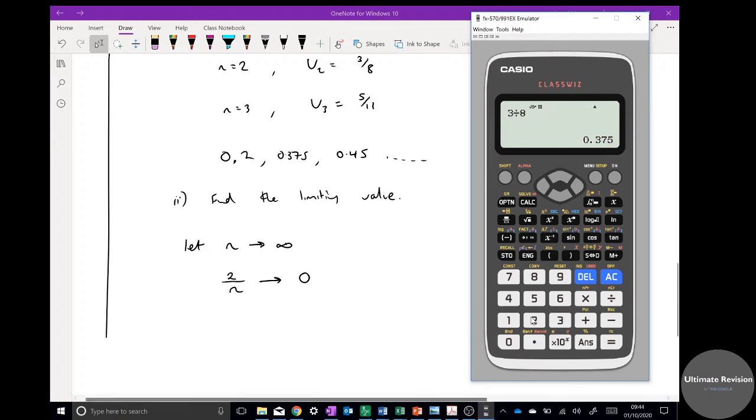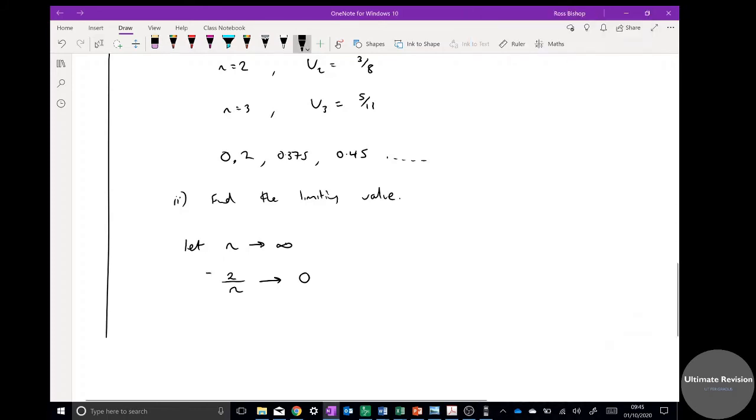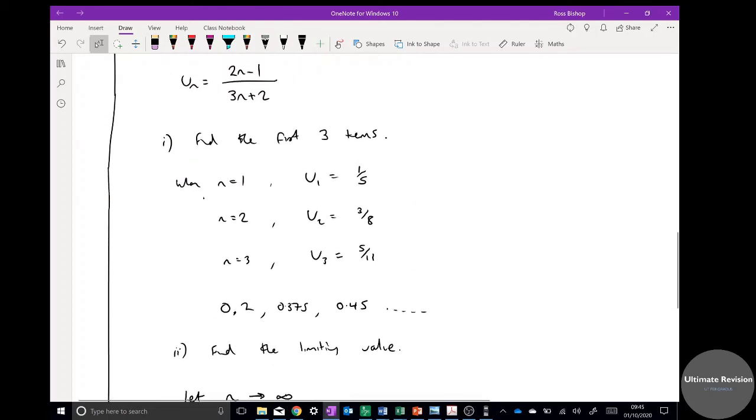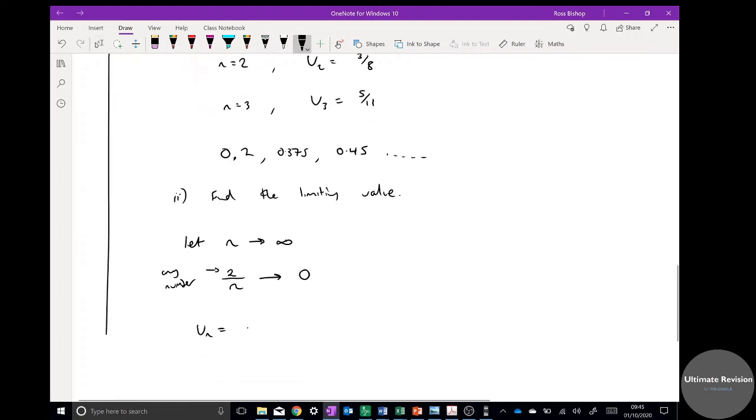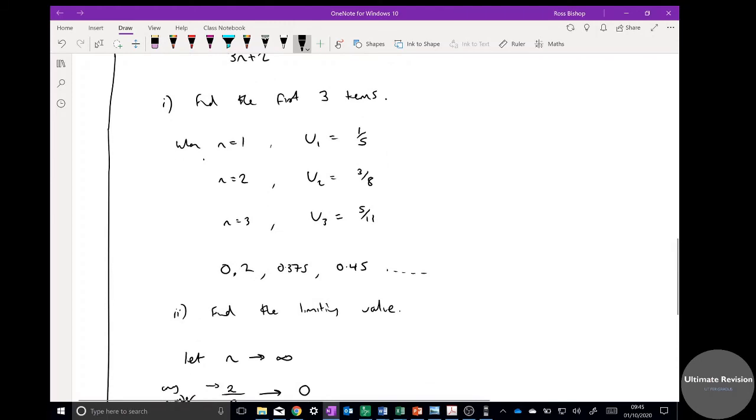You can check this here. Any number, it could be 2, divided by a really, really massive number. And that is very, very small. If this was infinity, that would go basically to 0. So any number, it doesn't have to be 2, any number over n, when n is going towards infinity, tends to 0.